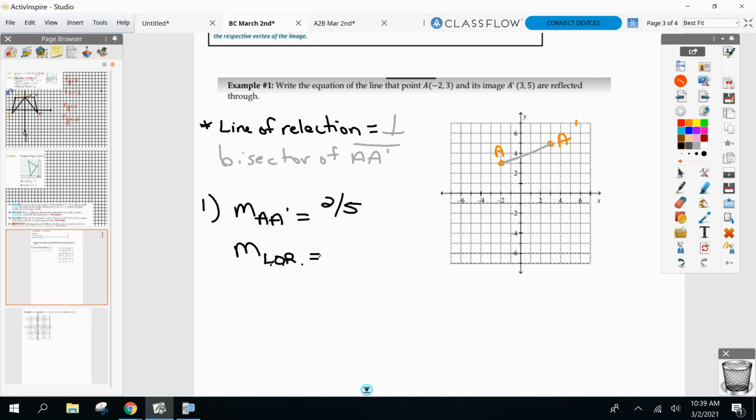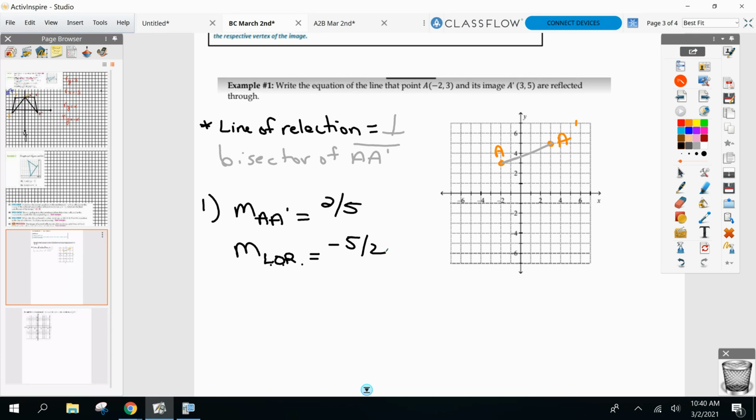Negative reciprocals, right? So if I have 2/5 for one line, for the other line, take its negative reciprocal: flip it and change the sign. What's going to be the slope of the line of reflection? Negative 5 over 2. Great job. You're halfway done. You have taken care of the perpendicular part. So I know my line of reflection will have a slope of negative 5/2. Now we've got to take care of the bisector part.